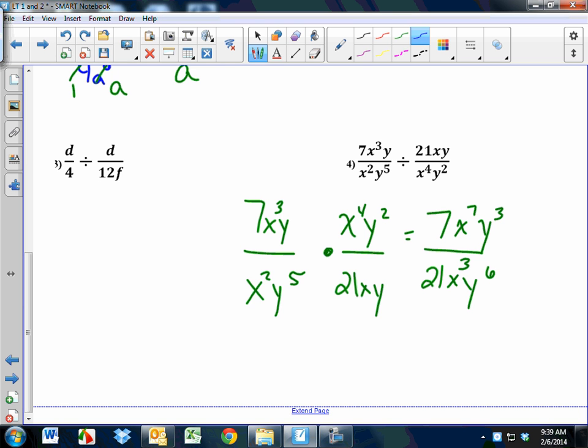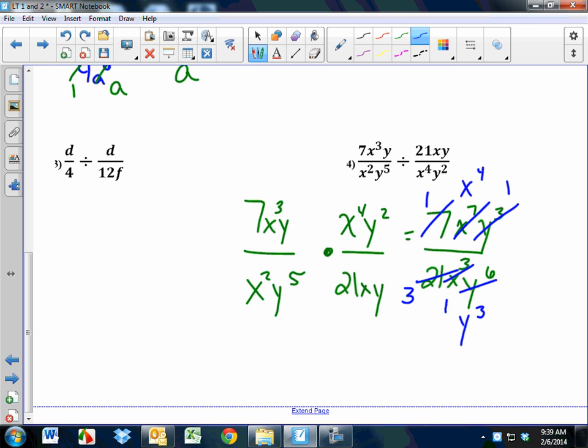And then several things reduce. First of all, 7 over 21 is a fraction that reduces to 1 over 3. The x to the 7th over x to the 3rd reduces to x to the 4th over 1. And y cubed over y to the 6th reduces to 1 over y cubed.